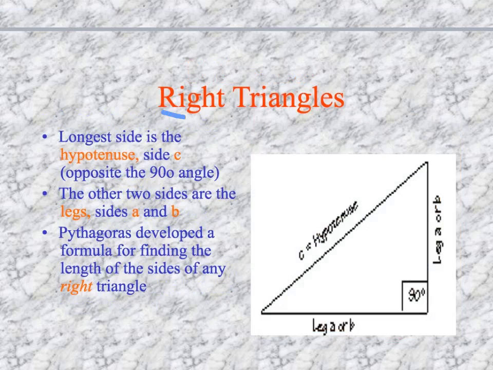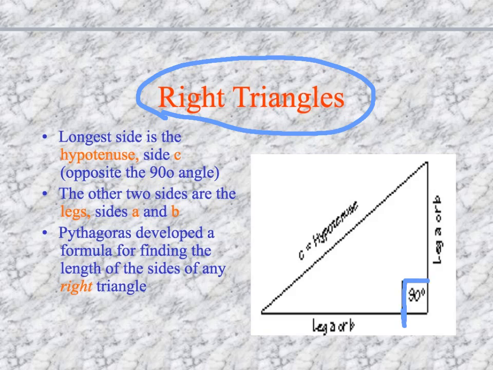So this theorem only works with right triangles. A right triangle is a triangle that has one right angle.